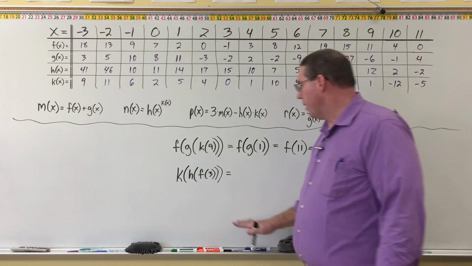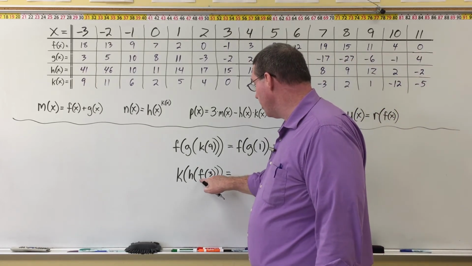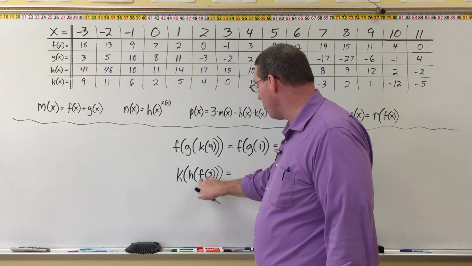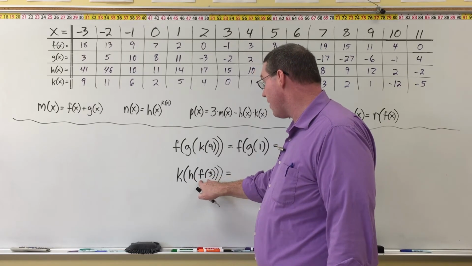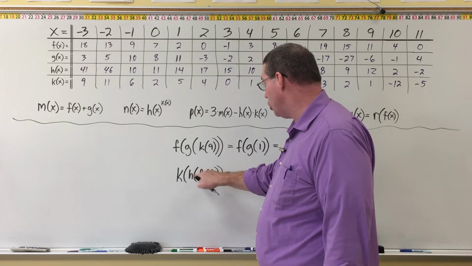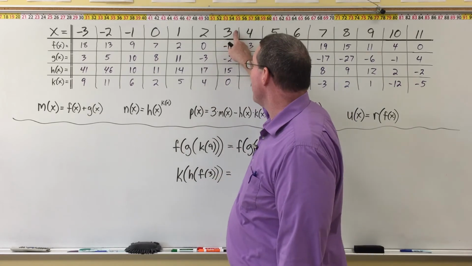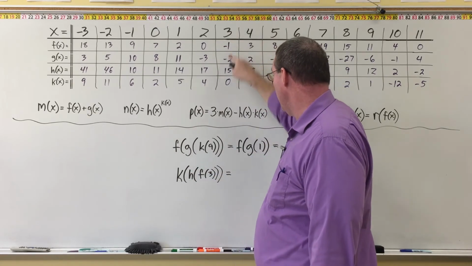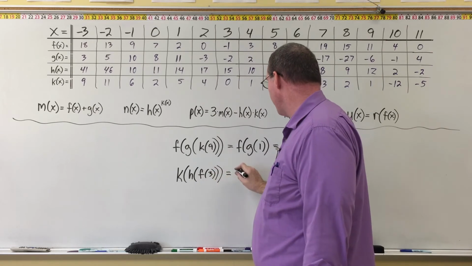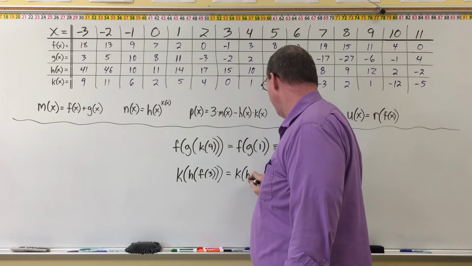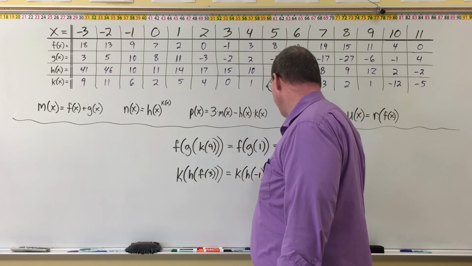All right, so we got to work our way inside out. The first thing we need to know is, what is f of 3? Because whatever the output of f of 3 is, that's our input into h. f of 3, here's 3. f is the first row, that's -1. So we're going to replace f of 3 with a -1. So we have k of h of -1.